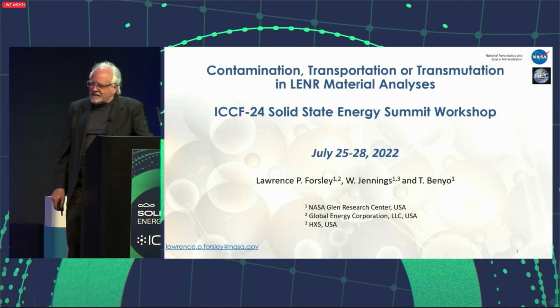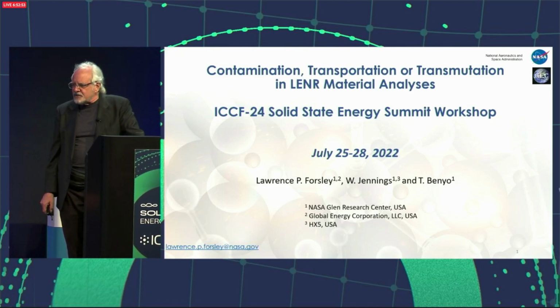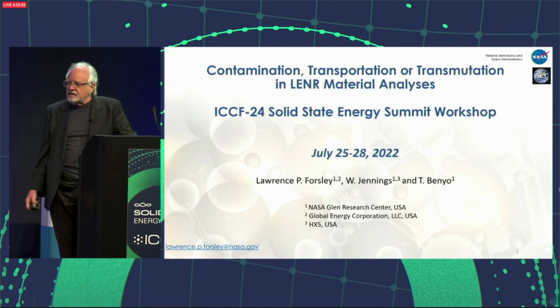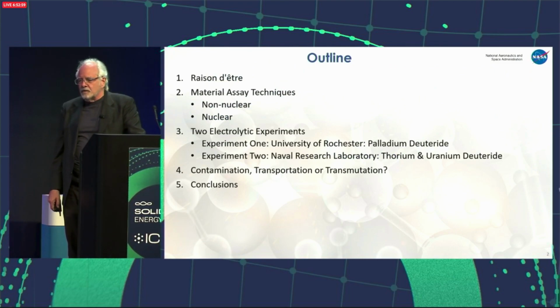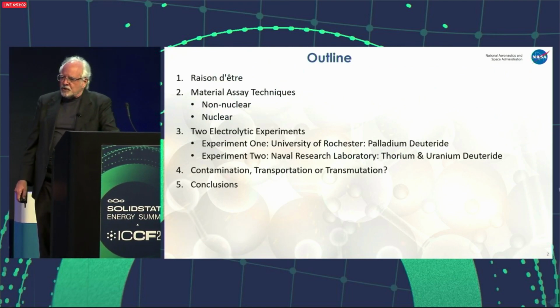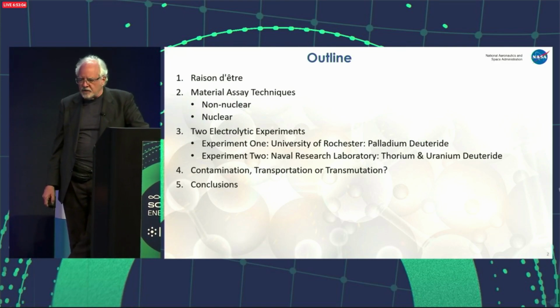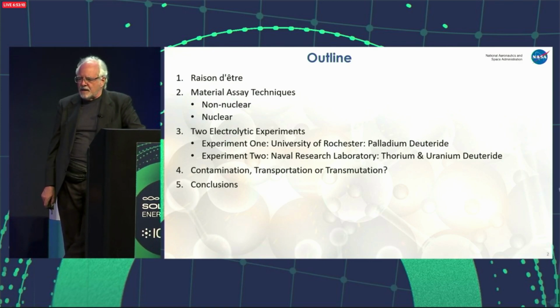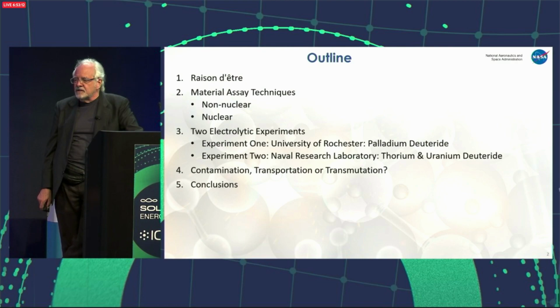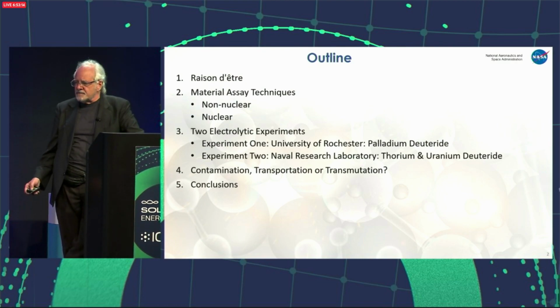I'm going to talk about contamination, transportation, or transmutation in LENR material analysis. So my outline: look at the raison d'etre, the material assay techniques, both nuclear and non-nuclear. I'll look at 2 electrolytic experiments, then raise the question, what was happening? Contamination, transportation, or transmutation, and some conclusions.